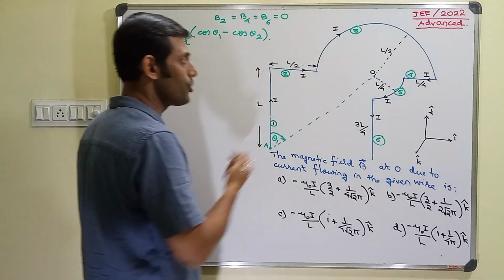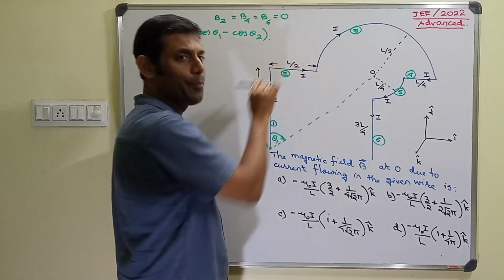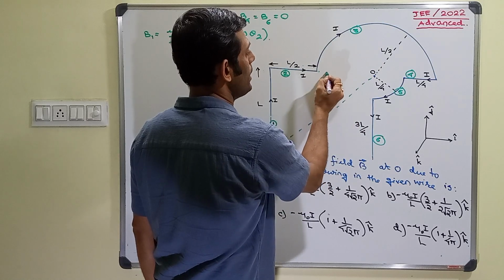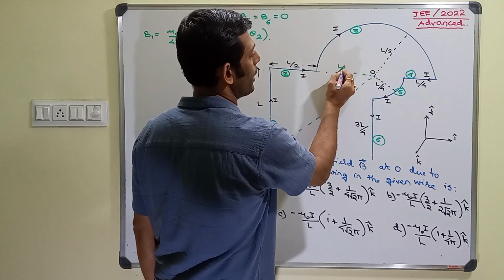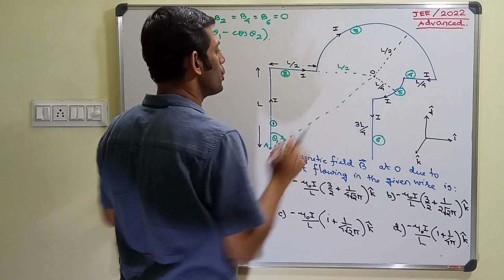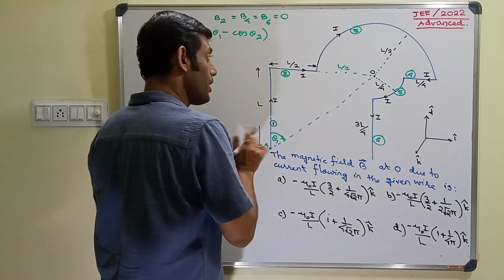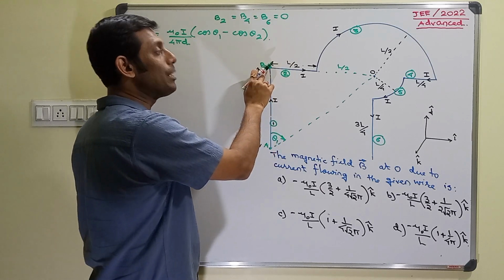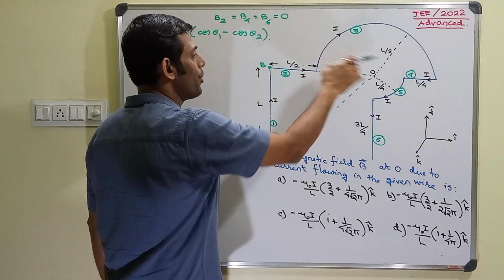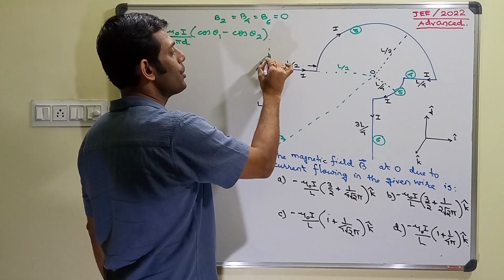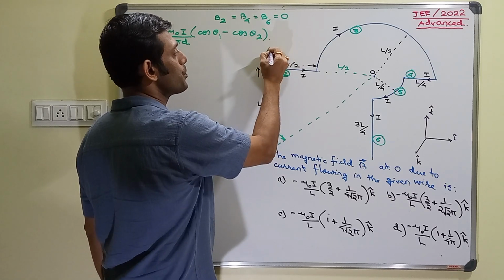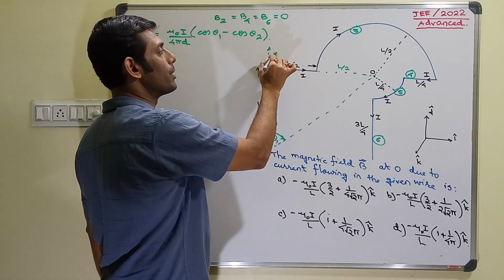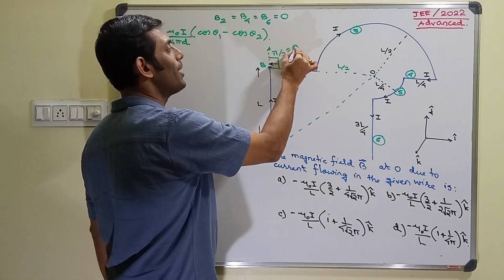How much is that? Let's look at the geometry. This is L by 2 and this radius is again L by 2. That means this length is an L by 2 length. So this net length is going to be L. And yes, if this is the finishing point of part 1, then from point B, the angle subtended at point O would be calculated with respect to the flow of current direction. And that should be 90 degree.